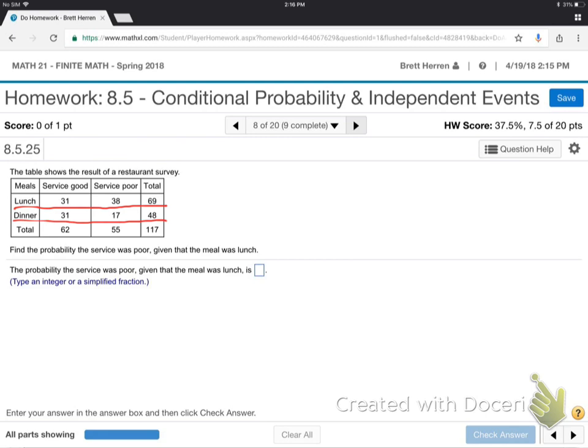Okay, so what's their question? Find the probability the service was poor given, there's that word, conditional probability. They're given a condition, given that it was lunch. So notice if you grab somebody at random that had lunch there, what's the chance the service was poor? Can you figure that out? Give you a chance. Remember what the given does? It determines the denominator. It limits the field. It lowers the total, the denominator, right?